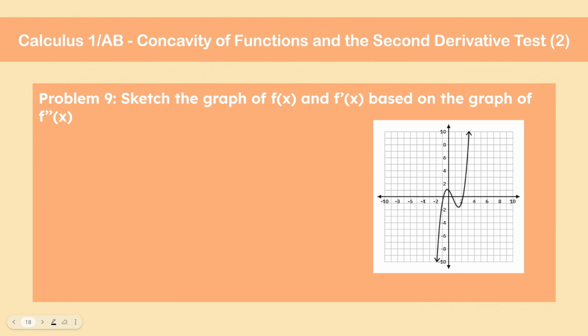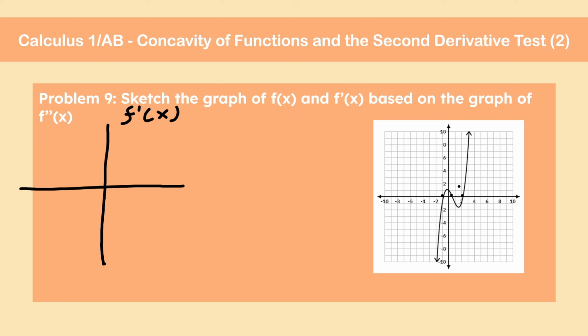So now this is our last problem for today, and we're going to sketch the graph of f of x and f prime of x based on the graph of f double prime of x. So let's start with the first derivative, and knowing what we know, we're going to look for when it intersects the x-axis and its leading coefficient behavior. Since this is positive, that means f prime of x is going to look like this, and that f of x is going to look something like this.